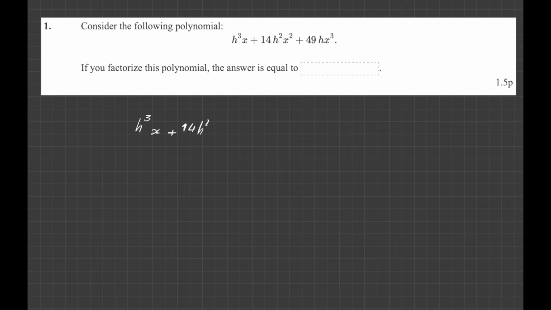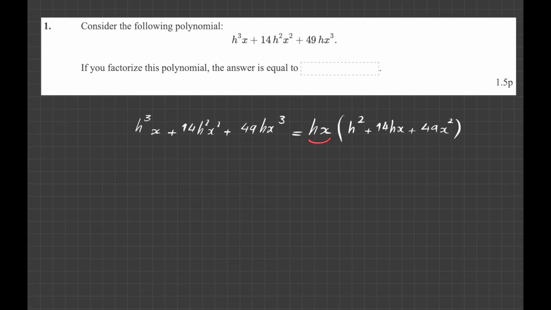h squared x squared plus 49 hx cubed. So I pull a factor of h out, I pull a factor of x out, and what is left is h squared plus 14 hx and then plus 49x squared. Let us double check that.